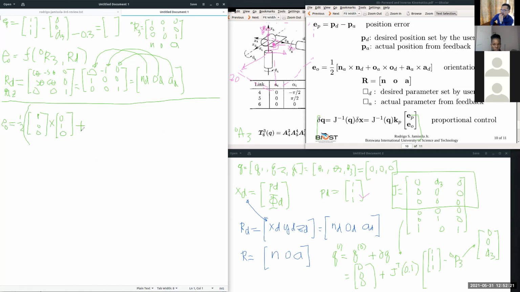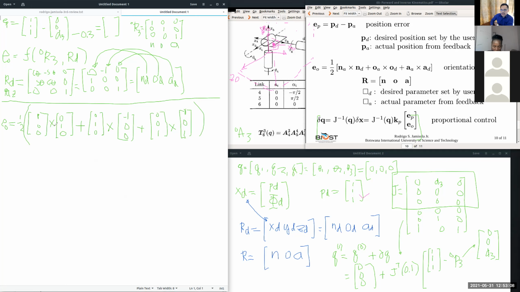Plus O actual, this one, 0, 1, 0, cross with O desired. O desired is this one, minus 1, 0, 0. Plus A actual. A actual is this, 0, 0, 1, cross with A desired, 0, 0, 1.